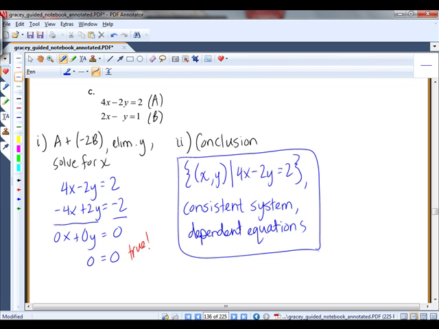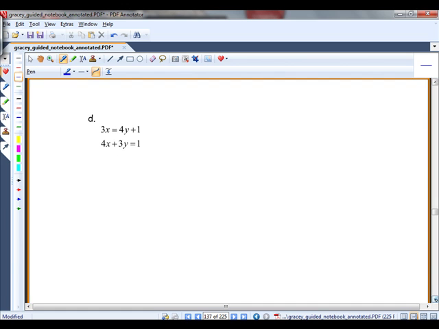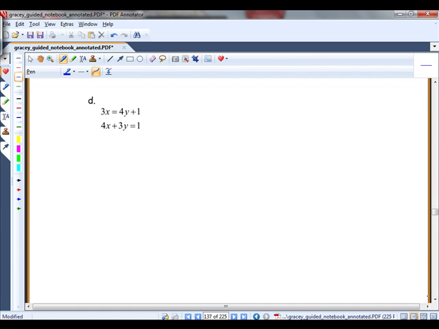Alrighty? Okay, and we'll look at the next one here. And we have to be careful because with this one, notice we don't have it in standard form. So first step, I would say this is equation A, equation B. Rewrite equation A in standard form.